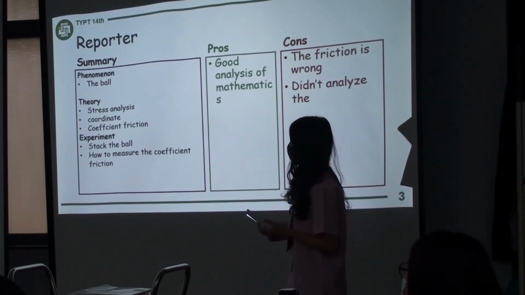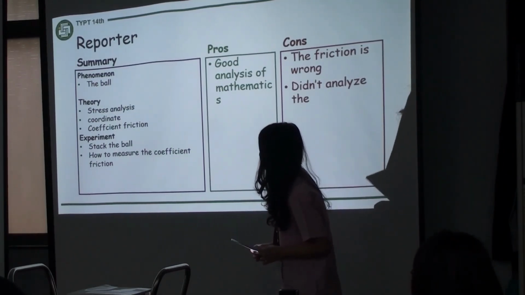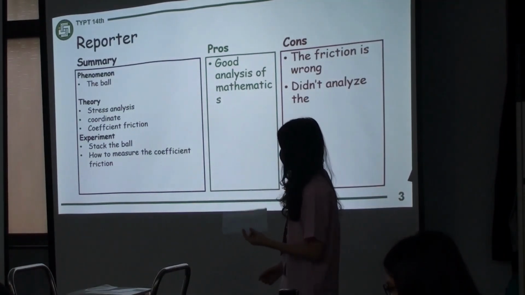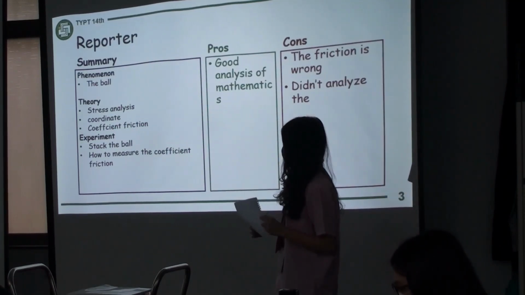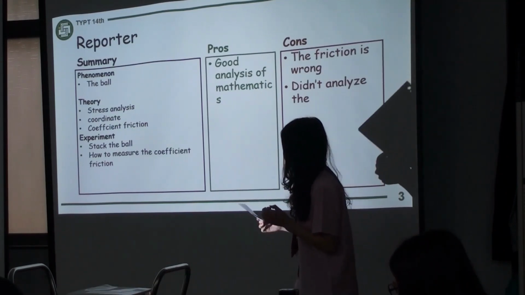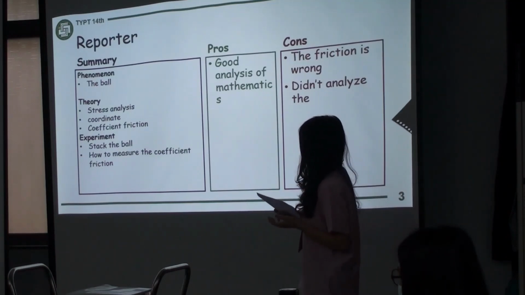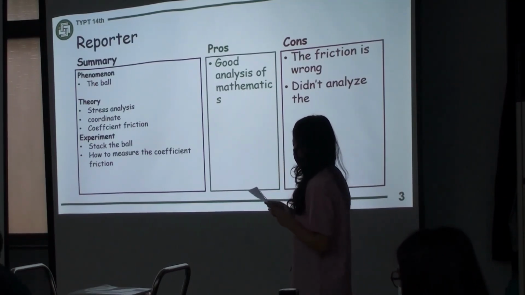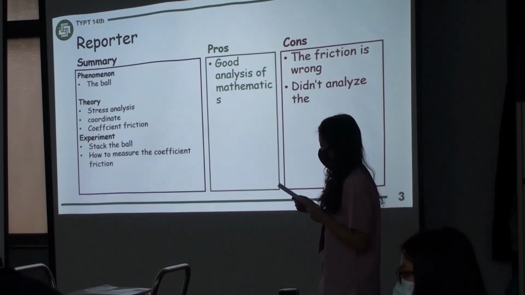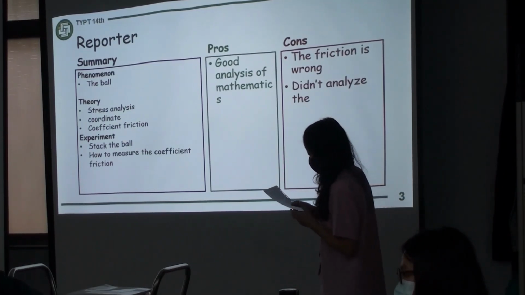The phenomenon they use is to make the ball stable. And the theory he basically used is the force analysis of the coefficient of friction and coordinates. And the experiment he did is about the state of the ball and how to measure the coefficient of friction. He basically used formulas to analyze the force arms and the force, and he also used the layers of the ball to analyze the force of the balls.